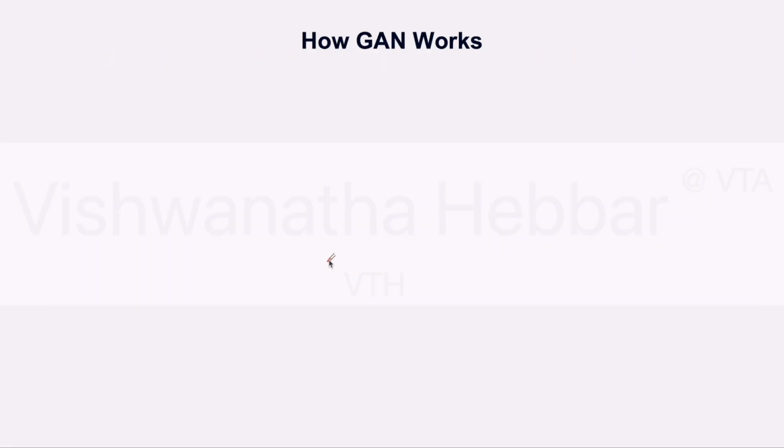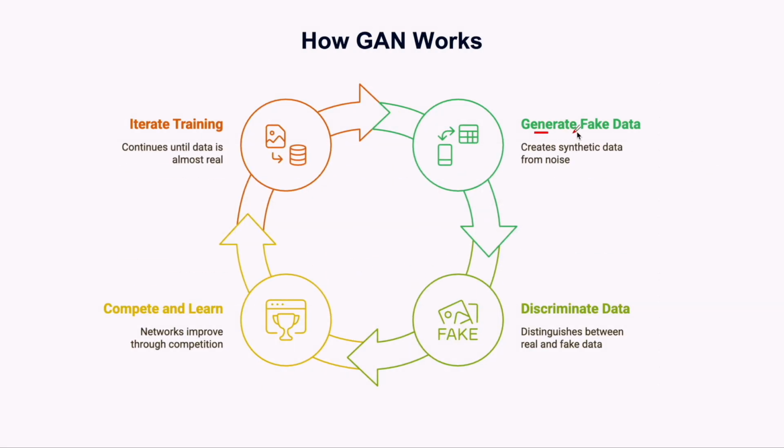Let us understand the workflow of GAN. Initially, the generator generates fake data like fake images. Then the discriminator tries to tell whether the image is real or fake. Then the competition, that is, compete and learn. The generator learns to fool the discriminator and the discriminator learns to detect the fake images. Here, in compete and learn, both generator and discriminator improve at their task. The generator will improve in data creation, looking almost real. Also, the discriminator will improve in detecting the fake data.